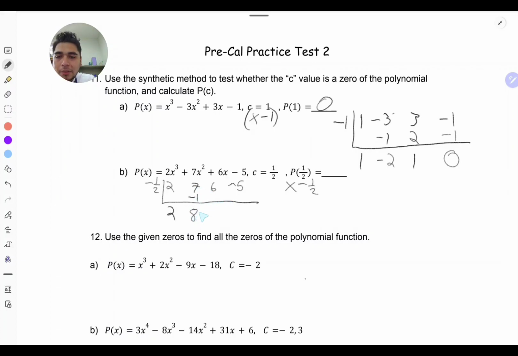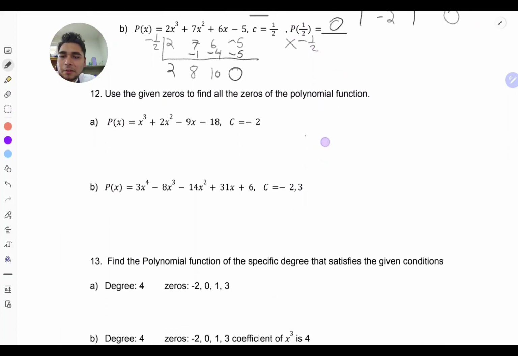So same thing, just like synthetic division, bring this down. So that's 2. 2 times negative 1/2 is just equal to negative 1. Okay? So 7 minus negative 1 is equal to 8. Okay? Once you have 8, 8 times negative 1/2 is just equal to negative 4. 6 minus negative 4 is equal to 10. 10 times negative 1/2 is just equal to negative 5. Negative 5 minus negative 5 is equal to 0, so therefore there is no remainder, which means that c of 1/2 is 0. Same thing, if we put in 1/2 into here, we should get 0.